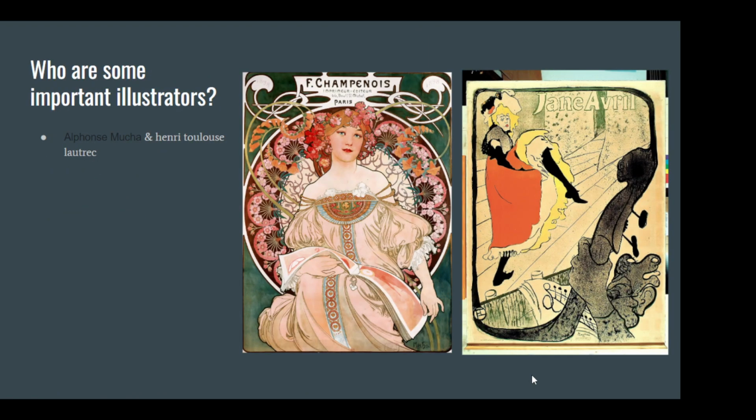Just to highlight some important illustrators over the course of history, and there are many, many, many. These first two are probably considered some of the masters of illustration and the founders of the explosion in illustrators becoming a very dominant part of the art field and sought after. So you have Alphonse Mucha, who is represented here on the left, and you have Henri Toulouse-Lautrec, who is featured here on the right. You may have even seen some of their work or similar works.